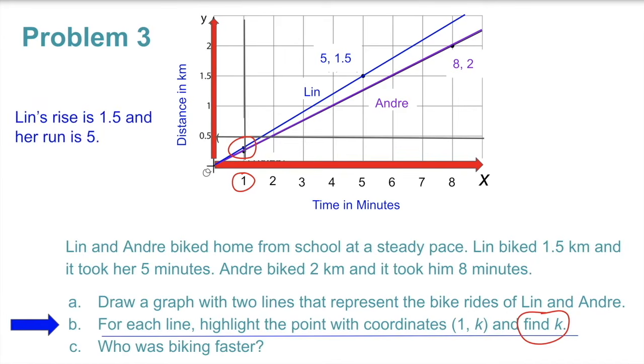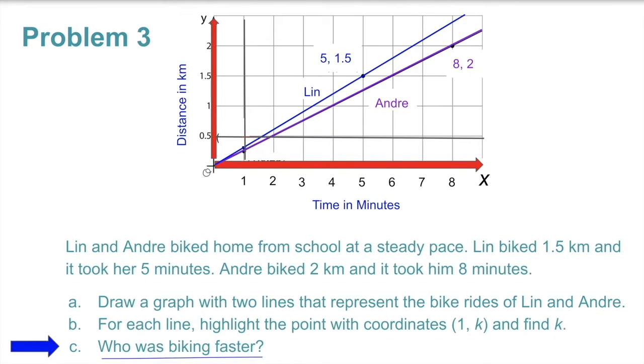Lynn's rise is 1 5/10 and her run is 5. 1 5/10 over 5, or 1 5/10 divided by 5, equals 3/10. For Lynn, K equals 3/10.